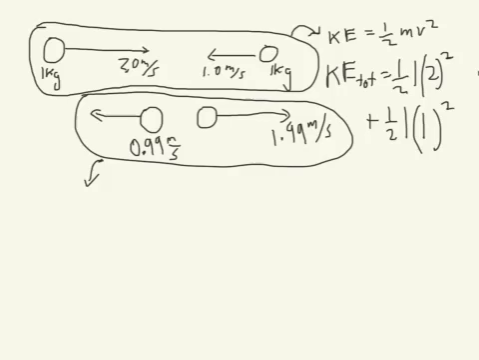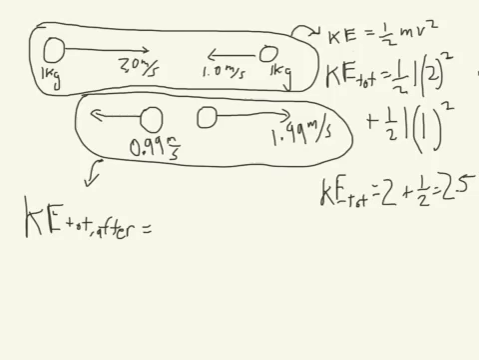And kinetic energy is not a vector quantity. It doesn't matter what direction something is moving for it to have a certain kinetic energy. So we don't need to worry about negatives and positives here. So we can just plug in those positive values and let's see, add those two terms together. Half times 1 times 2 squared is half of 4. And half times 1 squared is a half. So that's the kinetic energy of the two-ball system before the collision.